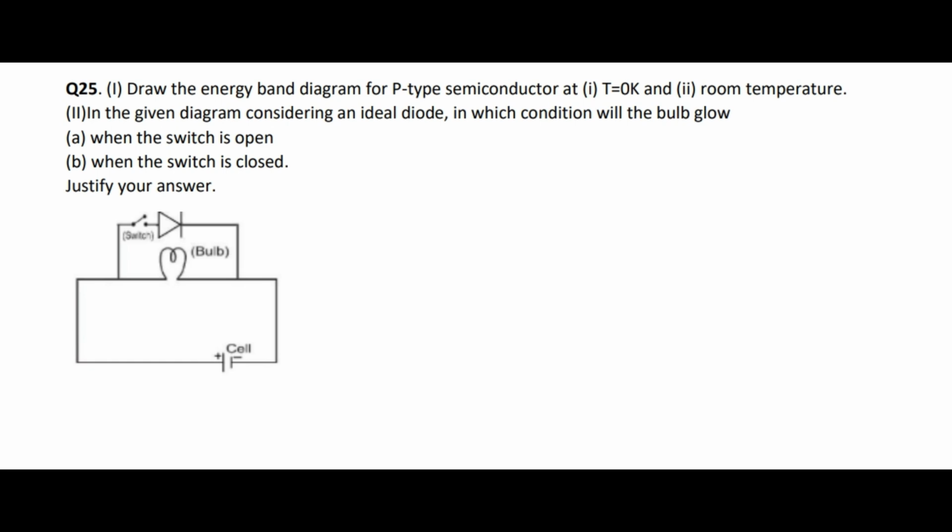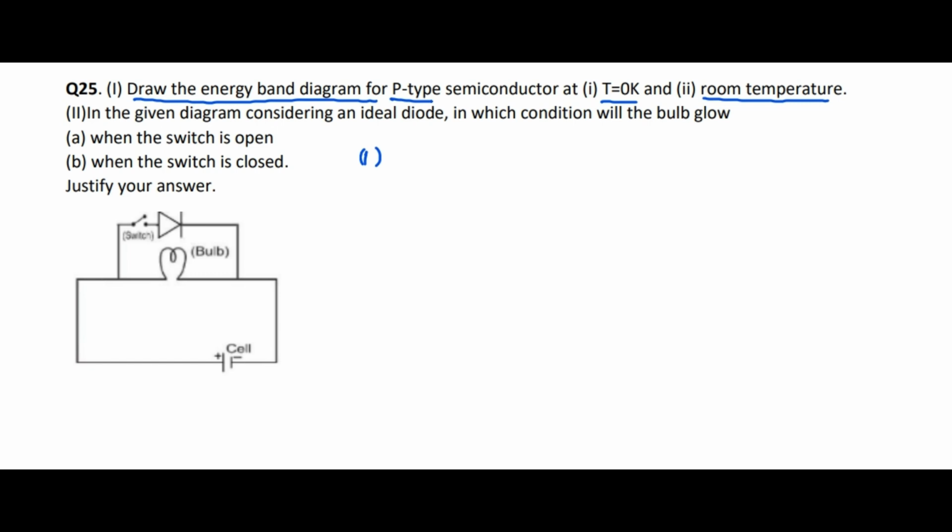So this is the continuation of the previous video. Here we are going to discuss 3 more questions from the sample paper given by the CBSE. Question number 25. Draw the energy band diagram for p-type semiconductor at temperature 0 Kelvin and room temperature. In the given diagram, considering an ideal diode, in which condition will the bulb glow? When the switch is open or when the switch is closed? Justify your answer.